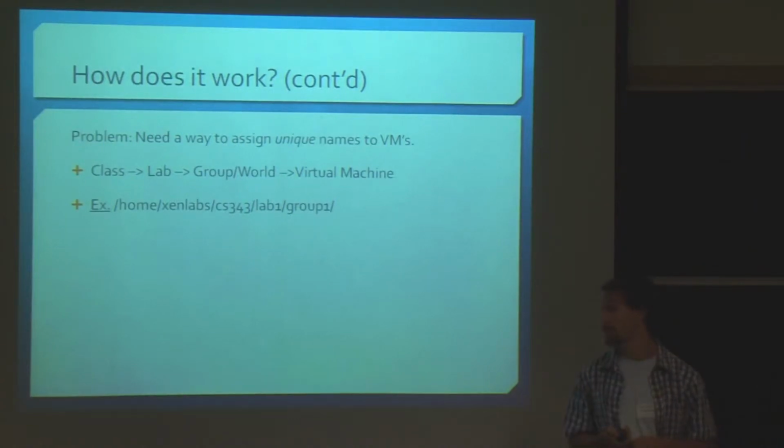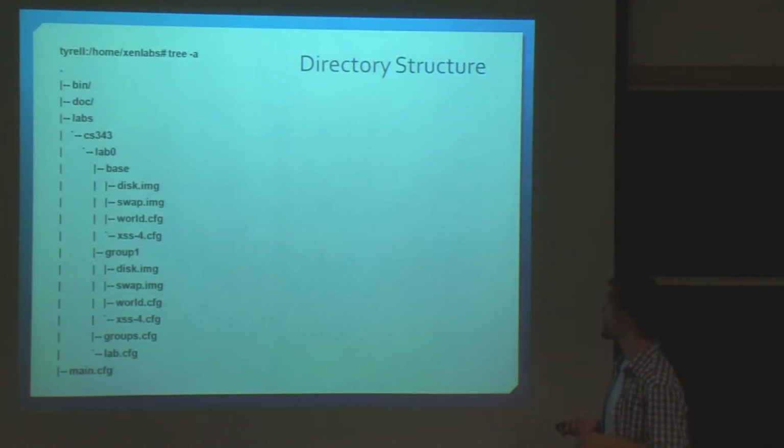We had to come up with a way to assign unique names to the VMs, so we could separate them both in storage and in the hypervisor, which was running at the time. So we used a very simple naming scheme of just class, lab, group number, VM number. And then our directory structure ends up becoming this, which is actually a working test structure that I have running right now.